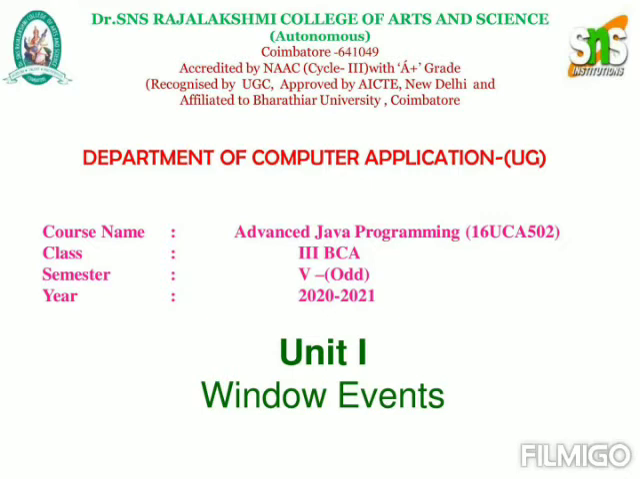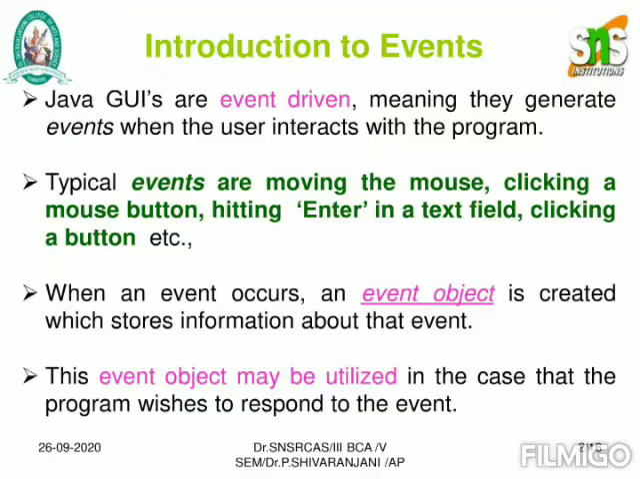Today we'll discuss window events in Java programming. Before getting into window events, we'll see what is meant by an event. Each and every Java GUI is event driven. The event is the one which helps you interact with your program, between the user and the program. An event is when you are moving a mouse, clicking a mouse, or typing something on your keyboard.